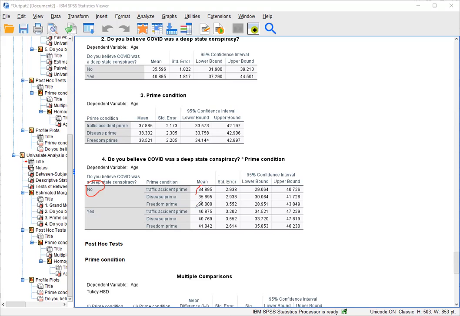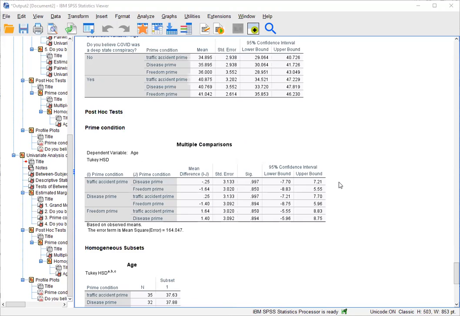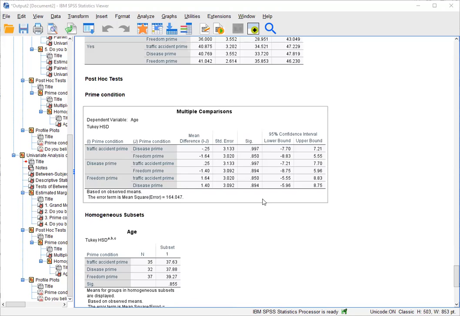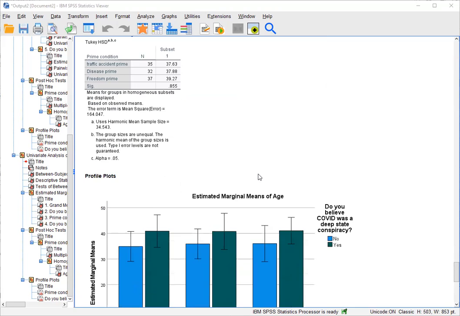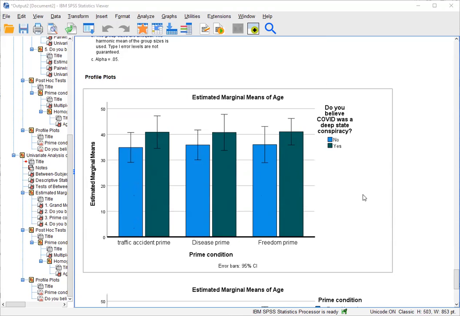We can see all these means for the different primes, and people who didn't believe it was a conspiracy, they're younger than people who did, right? It's just giving us an idea. So let's keep scrolling down. Here's the Tukey tests. None of them are significant, as is to be expected, because we already looked at the overall effect of condition on age, right? And here we have some bar charts, which is what I wanted to show you with this one.